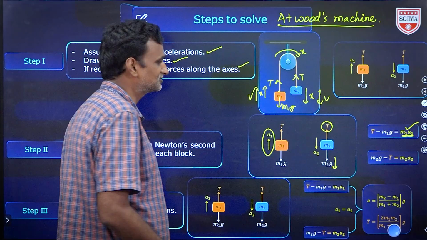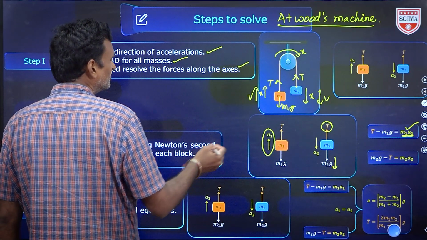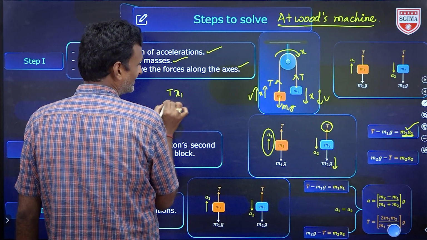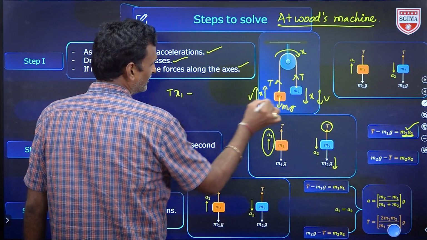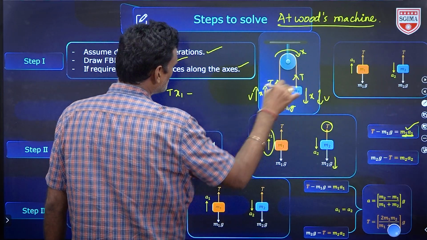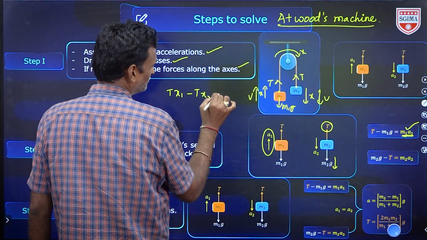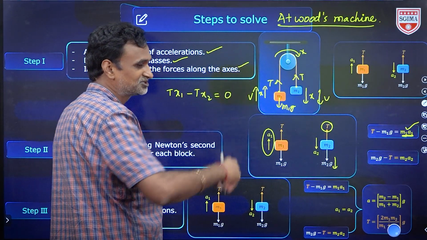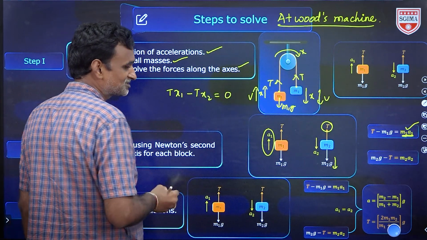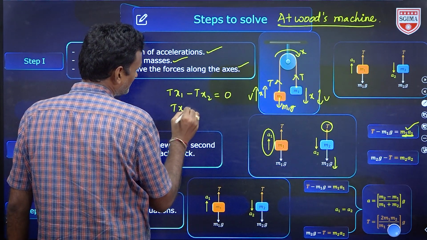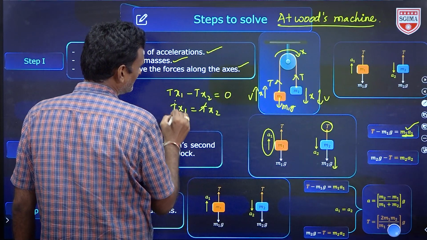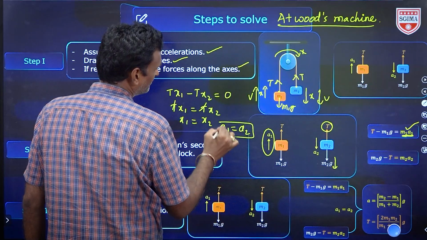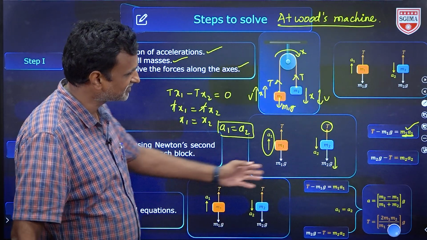Otherwise, one more concept I discussed in the previous class is the force acting on M1. We can simply write T into x1, so it is going upward, and here minus, because the tension is upward while the other block is going downward. So we can take T x1 minus T x2 equal to 0, because the total work done by the string in the whole block subsystem is 0. We discussed it in the constraint relations. So T x1 equals T x2, where T cancels, x1 equals x2, and it gives you a1 equals a2. That's what we get here.